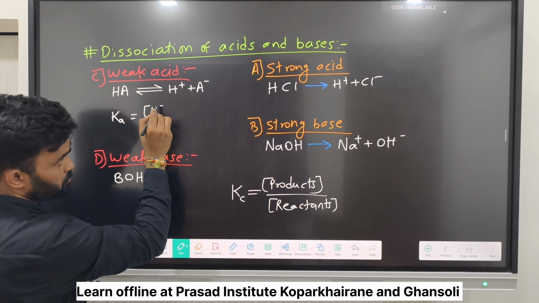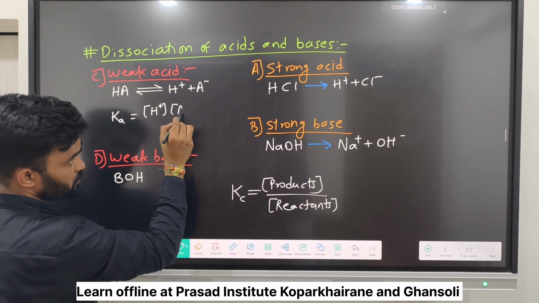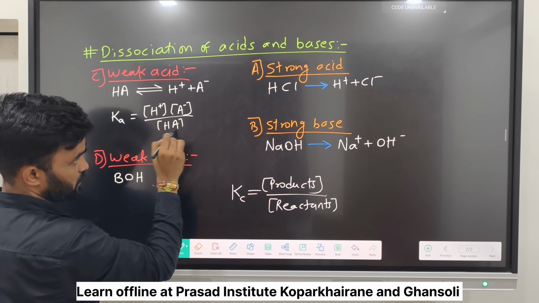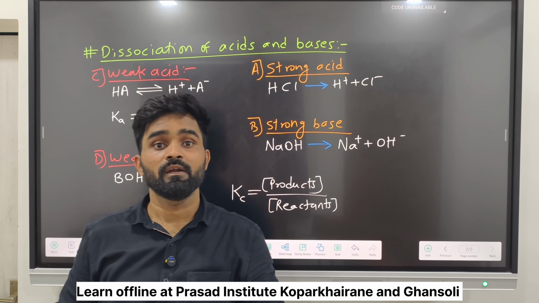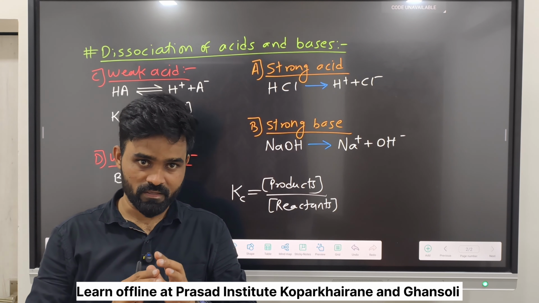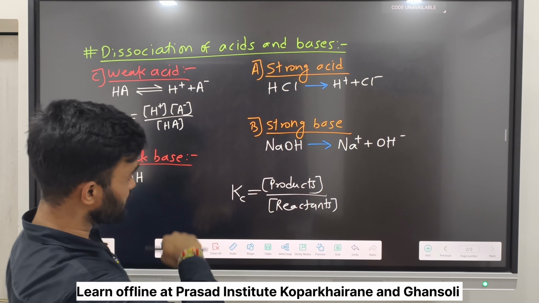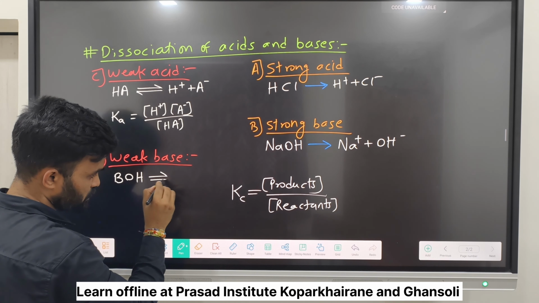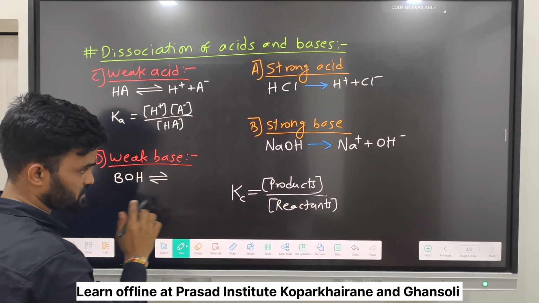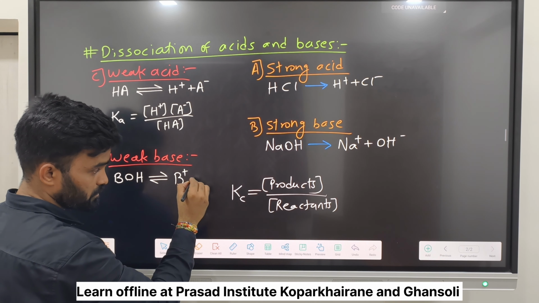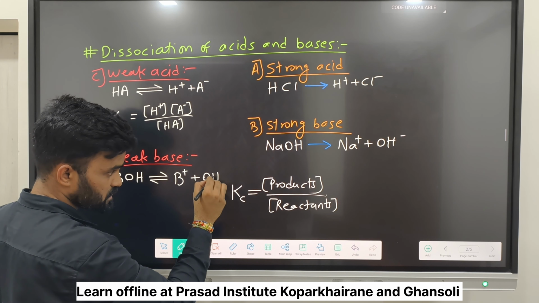Concentration of H plus into concentration of A minus upon concentration of HA. समझते हैं? Dissociation constant of weak acid. Easy. Similarly we can write for weak base. If I say here weak base BOH, again it's a random dummy acid, we can say B plus. If it is a base, it will give B plus and OH minus.